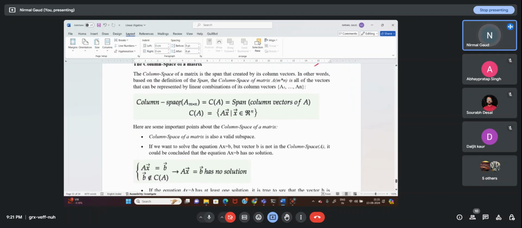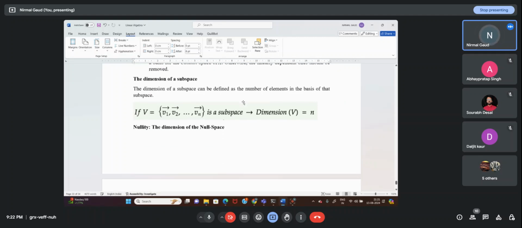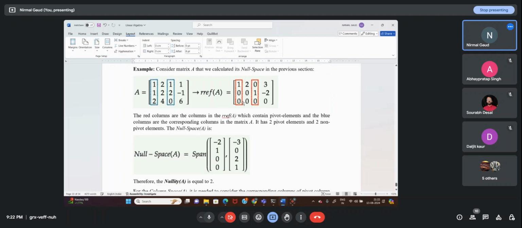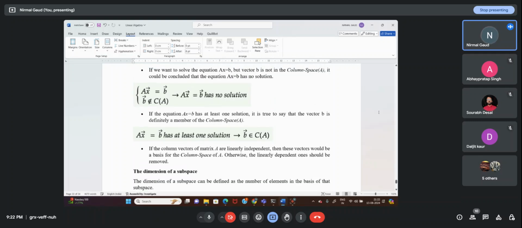Okay, we have column space also. What is this column space? The column space of a matrix is a span that is created by the column vectors. In other words, based upon the definition of span, the column space of a matrix is all the vectors that are represented by linear combinations of the columns. How is it going to be? Do you have any solution for the column space?